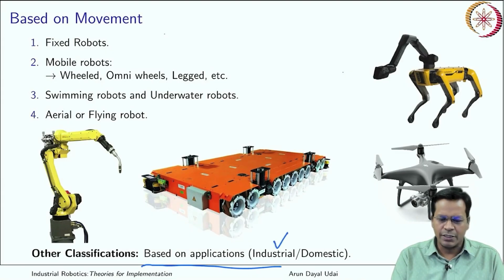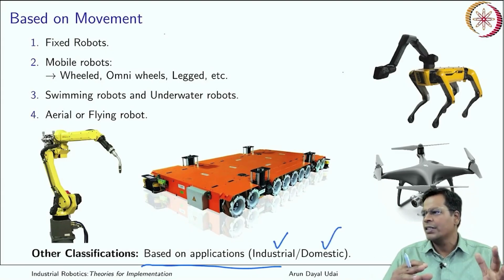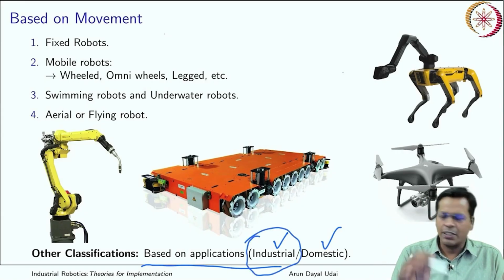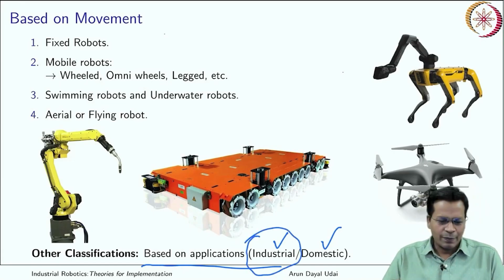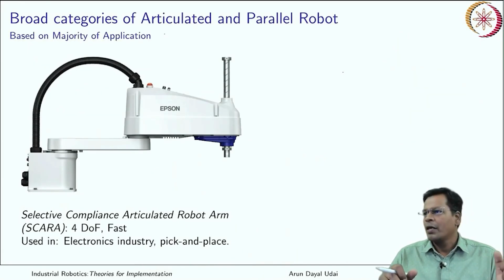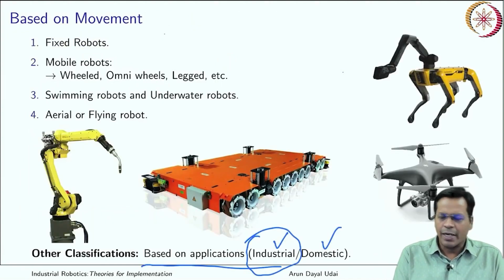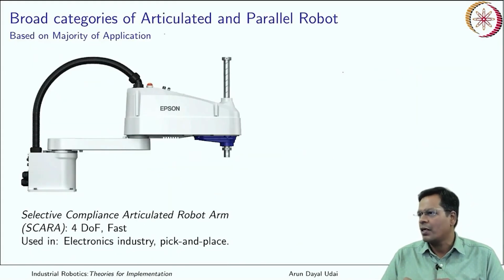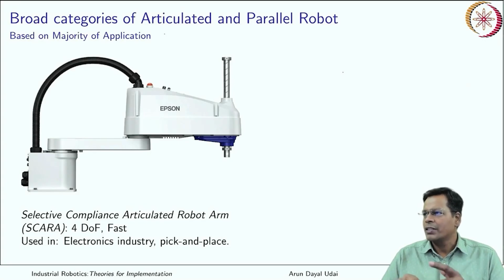Yes, it can be industrial, it can be domestic. If it is an industrial robot, it can be a painting robot, an arc welding robot, a spot welding robot. We'll talk about mostly industrial robots from now on. There are a few broad categories of robots that you see in the industry: articulated arm robot and parallel robot. The majority of applications use these kinds of robot.